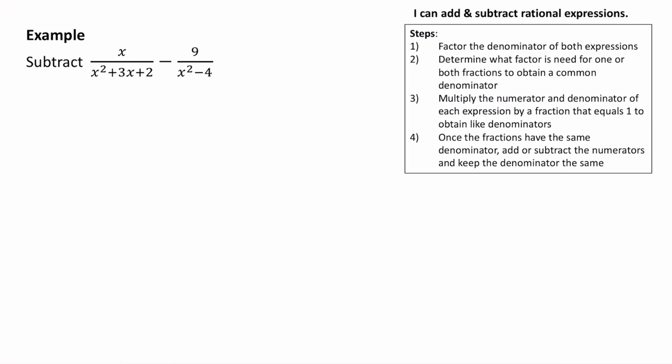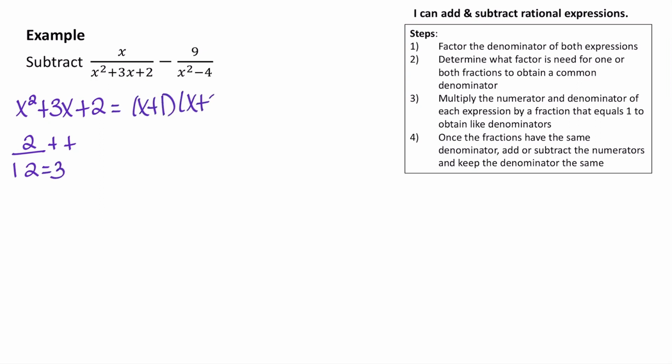So now let's subtract these two rational expressions. We're always going to start off by factoring both denominators. So we have x squared plus 3x plus 2. We need two factors of 2 that are going to add up to 3. Since 2 is positive and 3 is positive, we're going to have two positive factors. So we have 1 and 2, which does add up to 3. So our factors are x plus 1 and x plus 2.